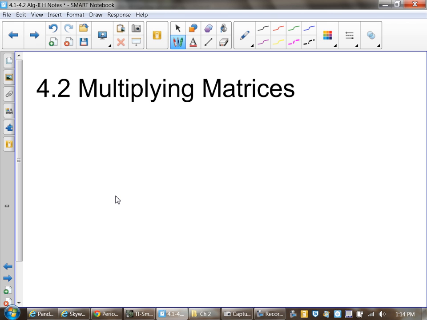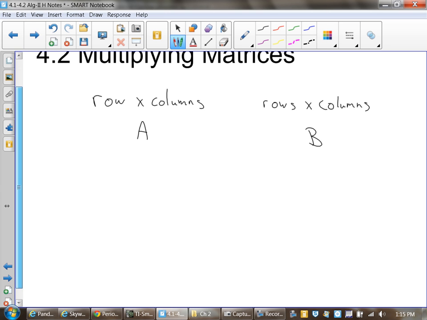Very good. 4.2. Like I said, what we're doing today, we're talking about multiplying matrices. We have to have one rule to follow. And that one rule is the following. When you have rows by columns in matrix A and rows by columns in matrix B, in order to multiply two matrices together, they write it like this.